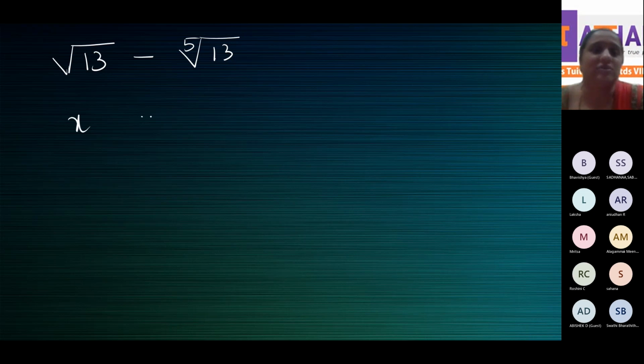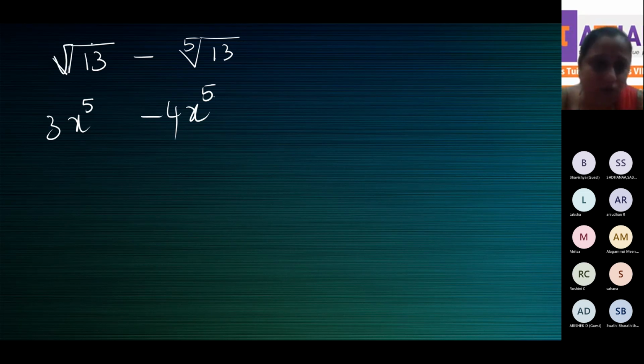It's like you have x minus x to the power 5, something like that. They're not like terms. If it is x here, it should be x here also. If this is x to the power 5, this also should be x to the power 5. In the same way, this is square root of 13. Here you see 13, but it is the 5th root of 13. So they're not like surds. You cannot add or subtract them. So if you're asked to simplify the square root of 13 minus 5th root of 13, nothing. You cannot simplify it any further.